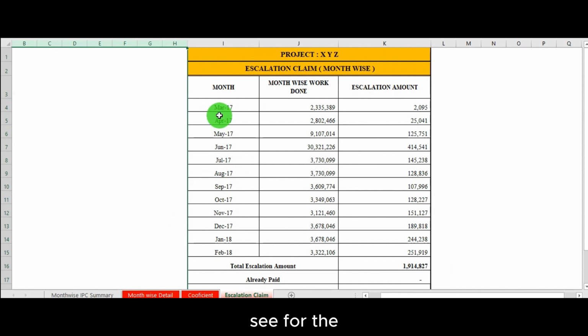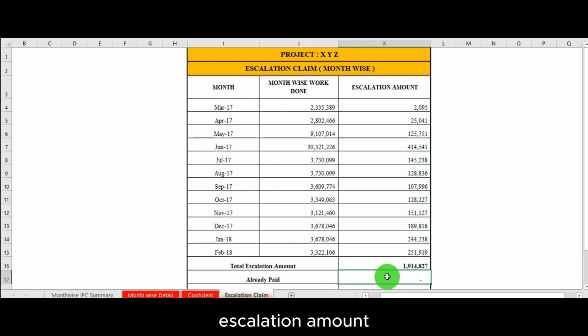Here you can see for the month of March 2017, the amount of work done is rupees 2.33 million and the escalation claim which was calculated earlier for March is rupees 2095. In the next row you can see for April 2017, the amount of work done is rupees 2.80 million and the escalation claim which was calculated in the previous sheet is rupees 25041. Just like that, I have added the escalation claims for all the months and compiled them at the end to determine the total escalation amount, which is rupees 1.91 million.